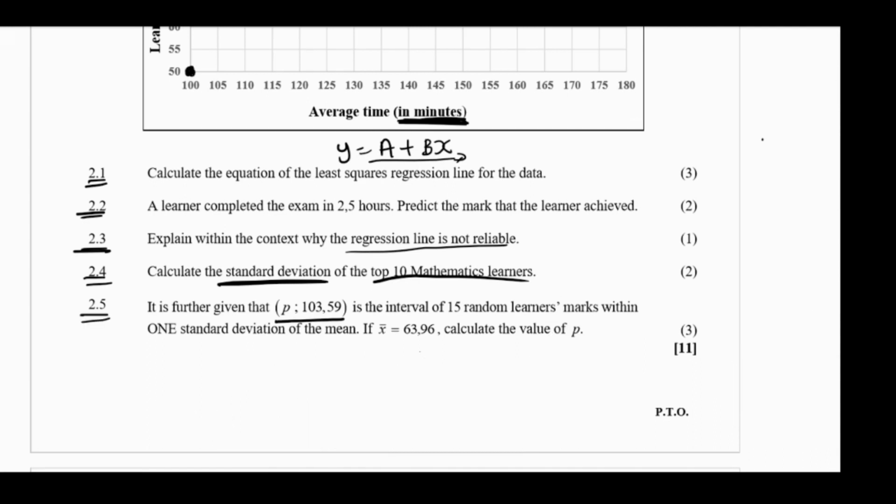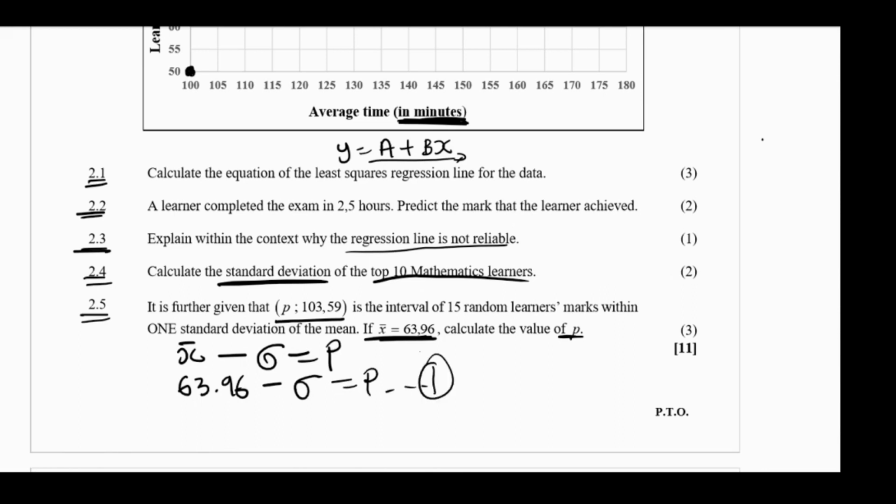Next, a standard deviation from the mean. If the mean is equal to this number, calculate the value of p. So how to solve this problem? We have the mean, right? And if you subtract the standard deviation from the mean, you're going to get your value of p. The mean we are given is 63.96 minus the standard deviation that we don't know is equal to p. So let's say this is your equation 1. And your equation 2, you can say the mean 63.96 plus your standard deviation, which you don't know, is equal to this point here, which is 103.59. So this is your equation 2, right?